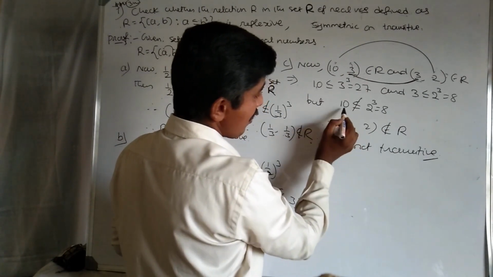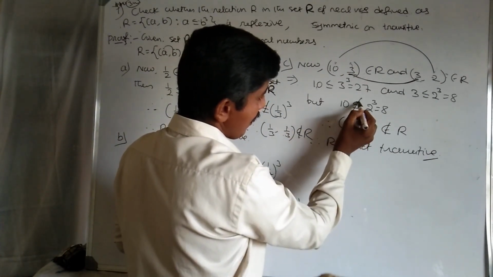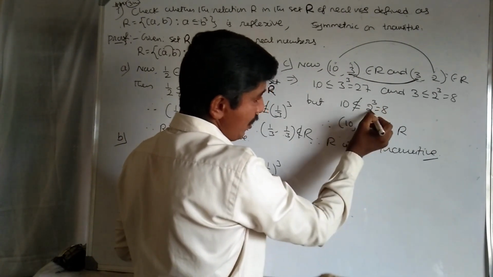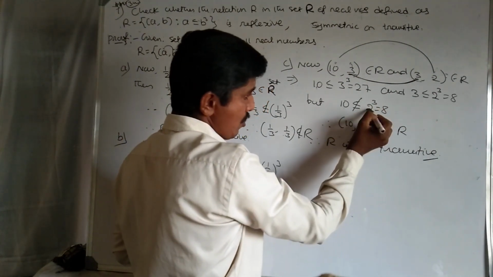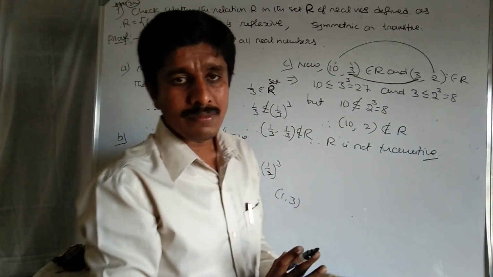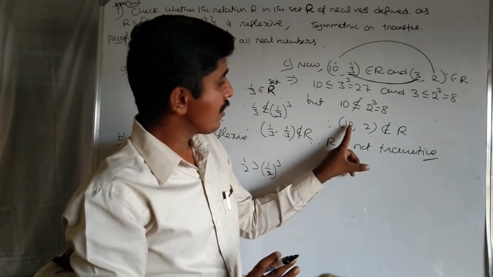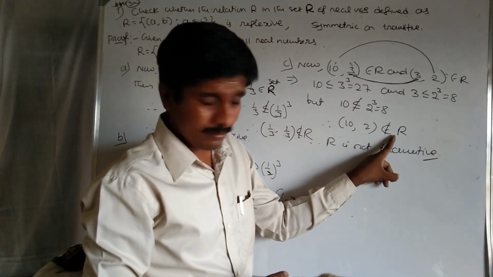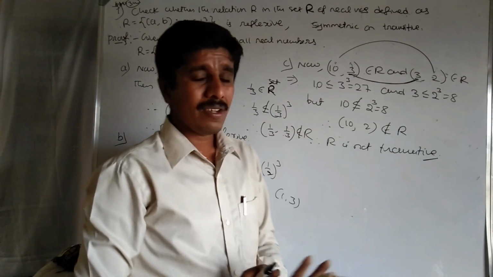For 10 and 2, is 10 less than or equal to the cube of the second element 2? Cube of 2 means 2 cubed, which is 8. 10 is greater than 8. Therefore here (10, 2) does not belong to the relation. Therefore it is not transitive.